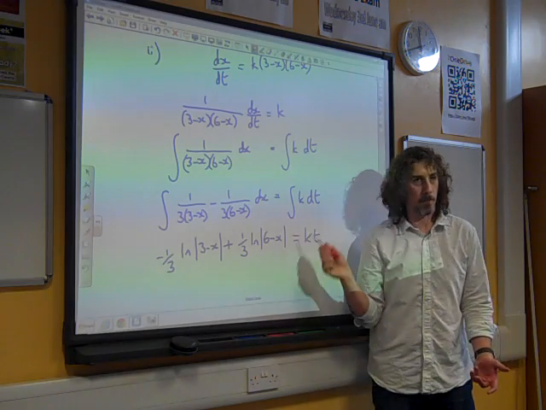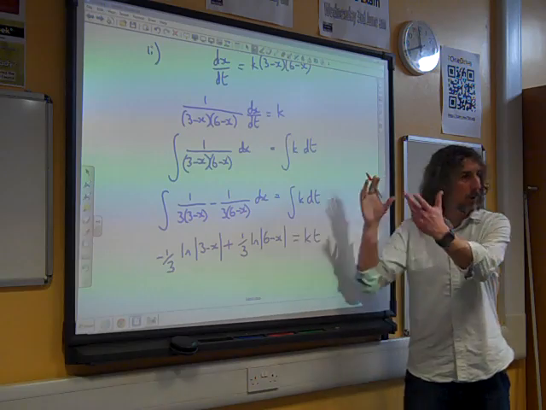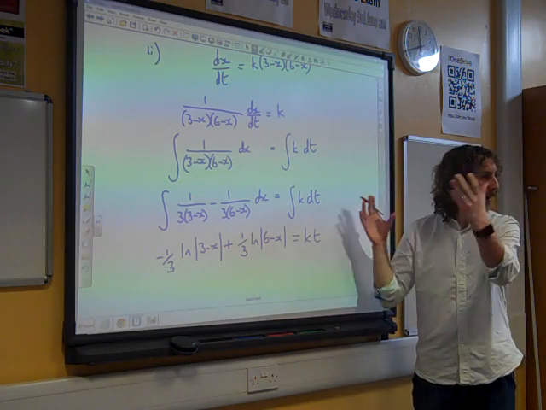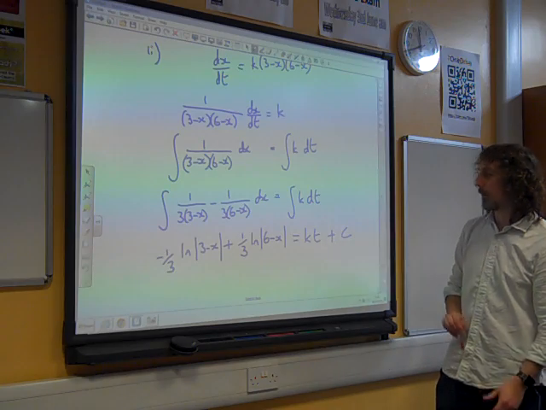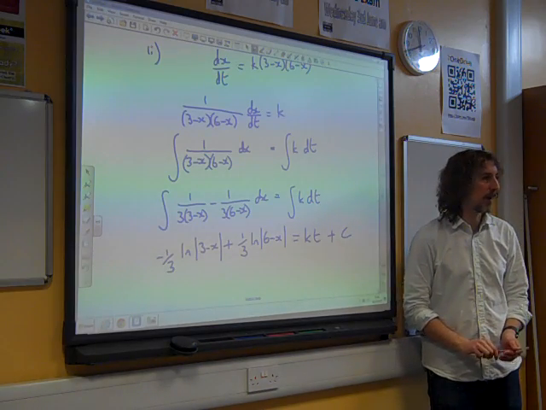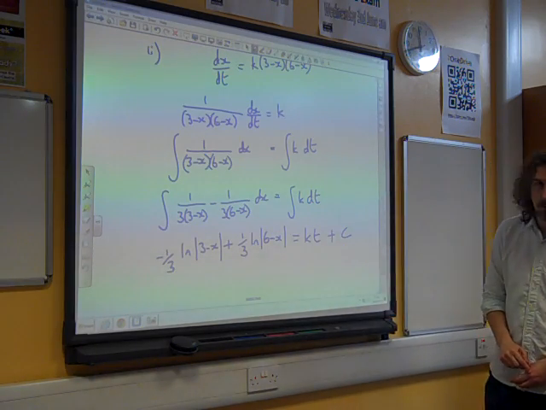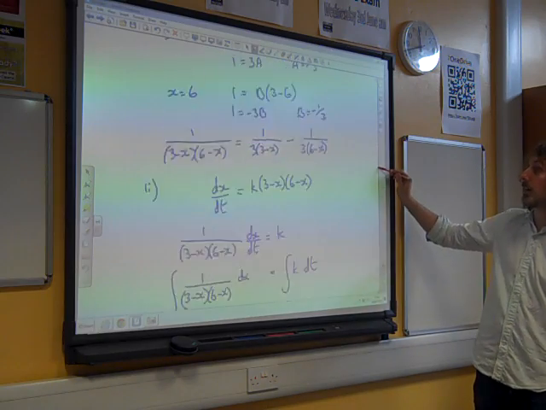Now I know we've integrated on both sides, but there's no need to put 2 constants of integration. We can combine it all together into a super constant, which we'll call c. I'm going to stick it over on that side, so it keeps it out of the way. There we go. Right. What about this then?